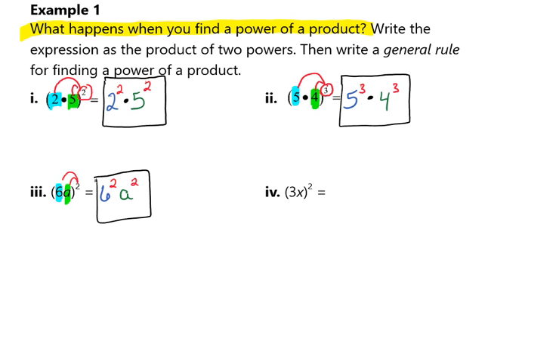For our fourth example, we have 3x quantity squared. So I'm going to go ahead and have you do this one as well. Go ahead and push pause. When you're done, push play, and let's see if you're right. So here we have 3 and x, which are two different bases. We're going to take our square and distribute it to each of our bases. So we're going to have 3 squared times x squared. And here we've written the product of two powers.